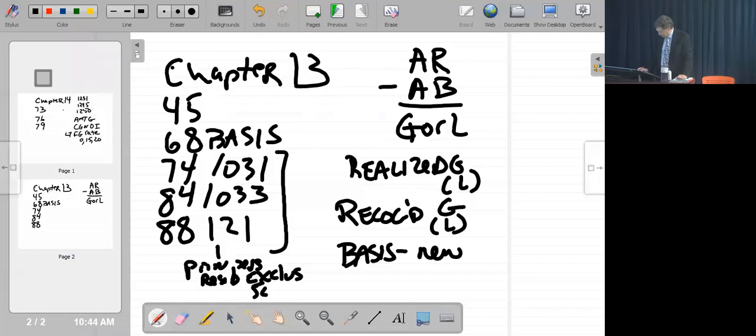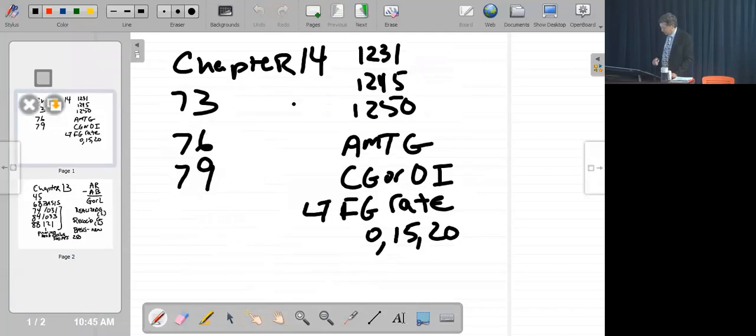Up to $500,000 for married filing jointly, and $250,000 for all the other filing statuses. Okay, so these are our property transaction chapters, 13 and 14. Today we'll be focusing first on a lecture on 14, and then time permitting we'll get through some problems on 14. And I said I would go back to the very beginning of the course, right?